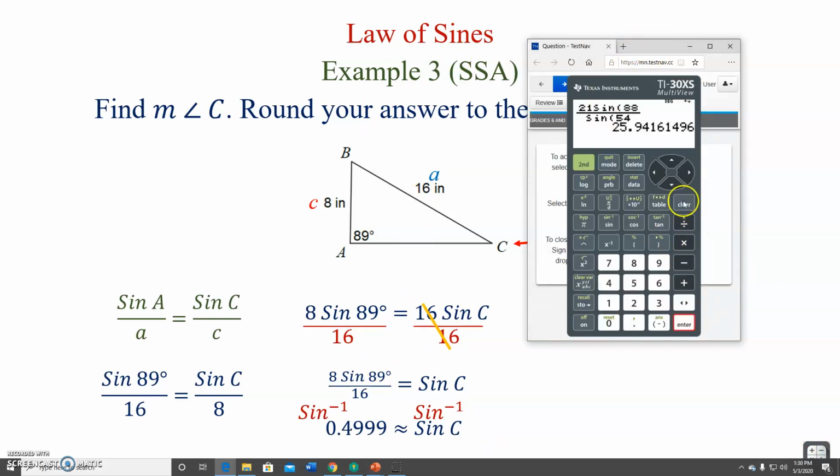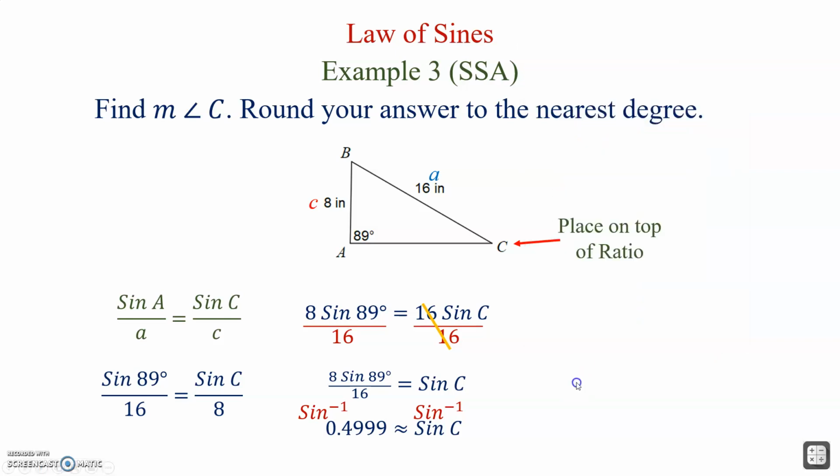We started off with, let's clear this, the 8 sine 89 all over 16. That tells me the sine of C. To get C by itself, second sine. So that's my inverse sine, second answer. So I'm not going to type this in. We'll let the calculator do it. There it is, about 29.9. That's really close to about 30 degrees. So there's our inverse, about 30 degrees.